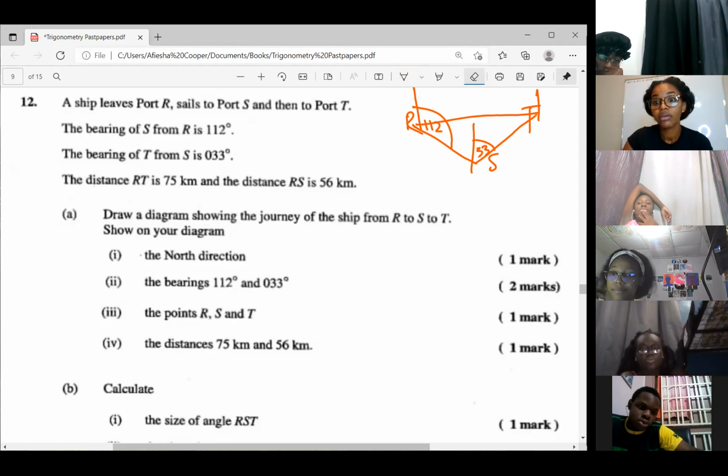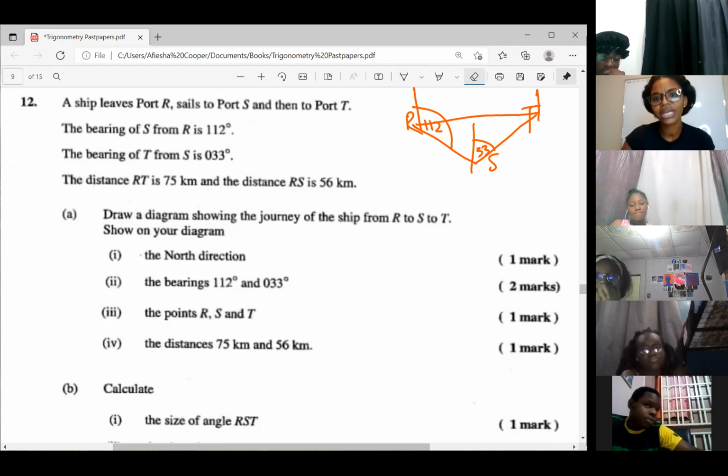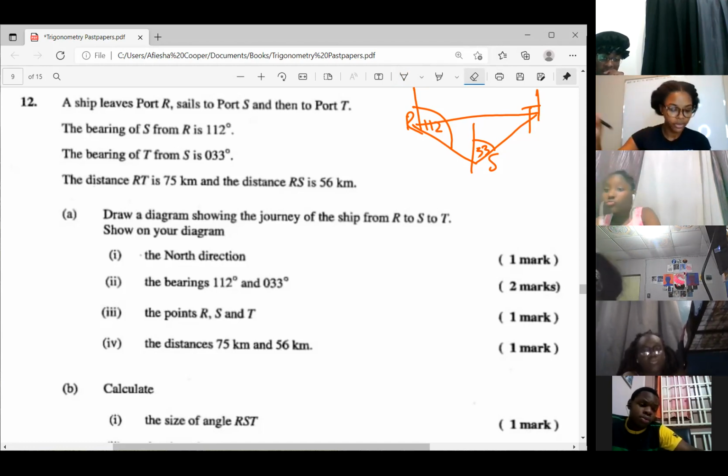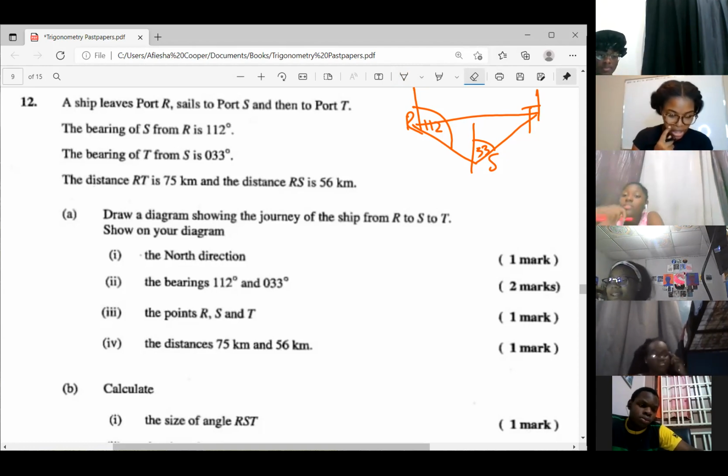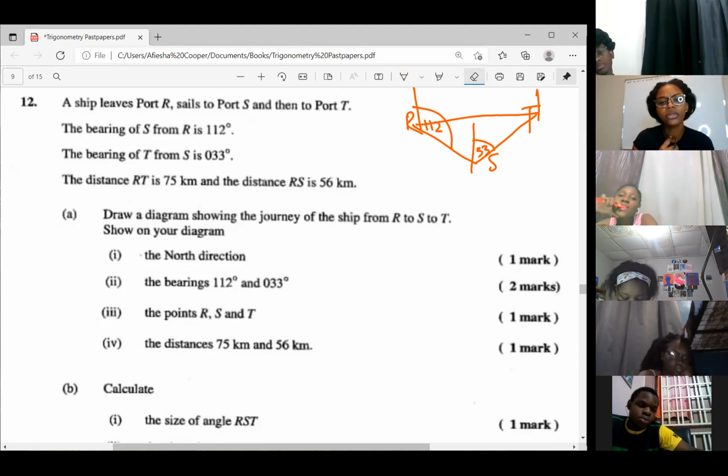Miss, once I could use the protractor, I think I'll know. Make your north line. Once you know where your bearing's supposed to be, you go ahead. All right, so draw a diagram.